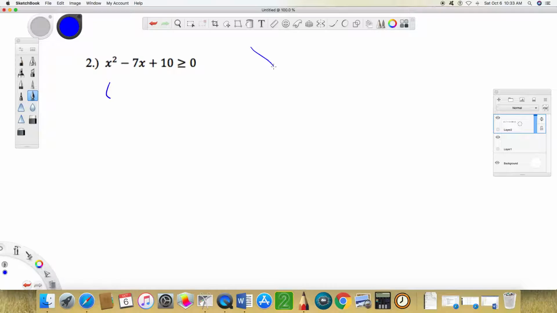It's pretty easy. You don't necessarily have to make your X, because you can just look at it and see that you need two values that, when multiplied together, give you 10, but when added together give you -7: a -2x and 5x in our table. But with a leading coefficient of 1, all we need is the numbers. So we've got x minus 2 times x minus 5.